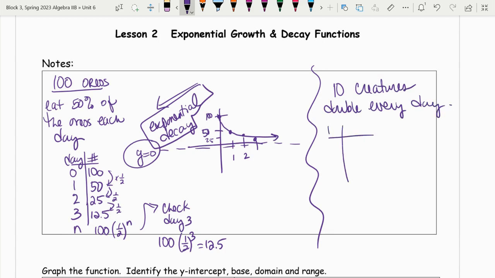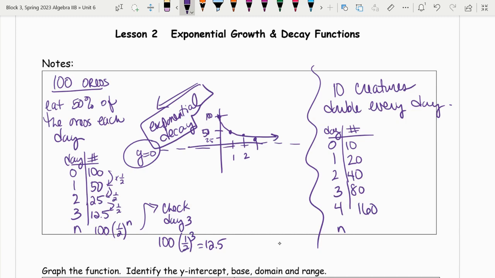So we are at day and how many creatures? At day 0, you have 10 creatures. Day 1, you have 20 creatures. Day 2, we're at 40. Day 3, you're at 80. It's doubling every day. Day 4, 160.